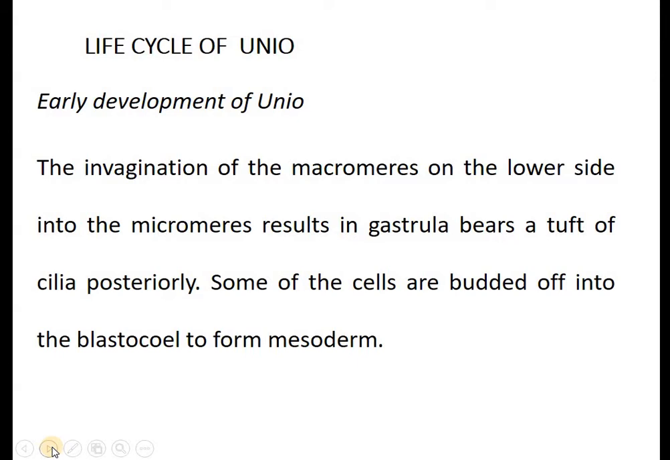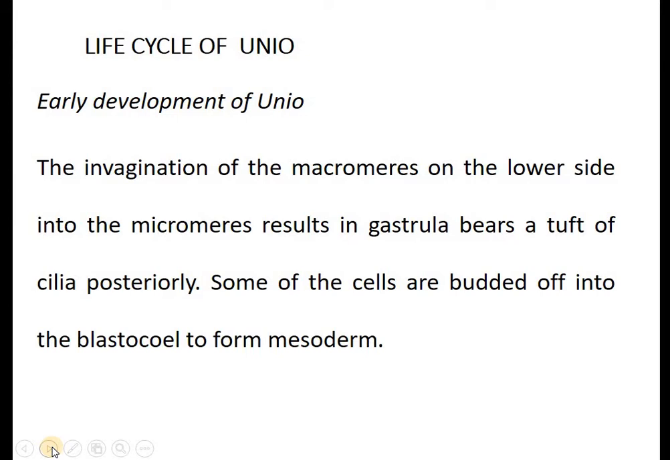Further, the invagination of the micromeres on the lower side into the macromeres results in the gastrula. So there is a process of gastrulation. We know that in gastrulation three germ layers are formed, and this gastrulation is brought about by the morphogenetic movements of the blastula. The gastrula bears a tuft of cilia posteriorly. Some of the cells are budded off into the blastocoel to form the mesoderm.